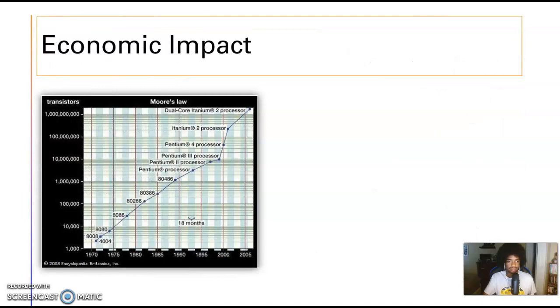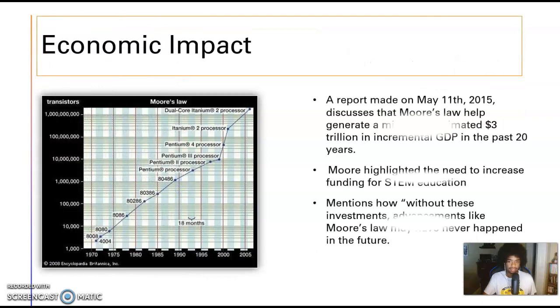Moore's Law also made a very good economic impact. A report made on May 11th, 2015 discusses that Moore's Law helped generate a minimum estimated 3 trillion in incremental GDP in the past 20 years. Moore highlighted the need to increase funding for STEM education, because he mentions that without it, advancements like Moore's Law may never even happen in the future.